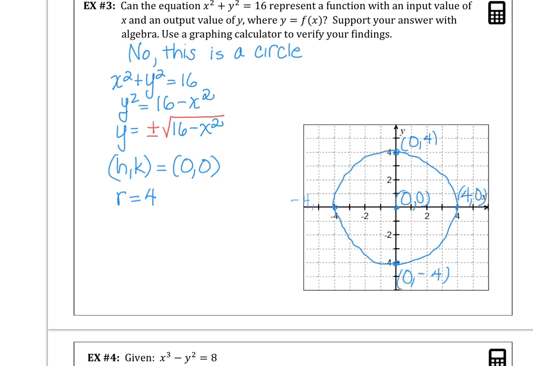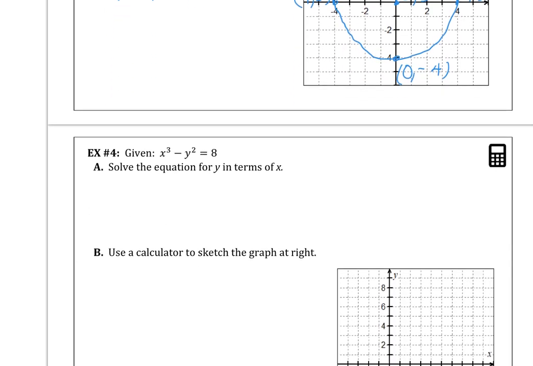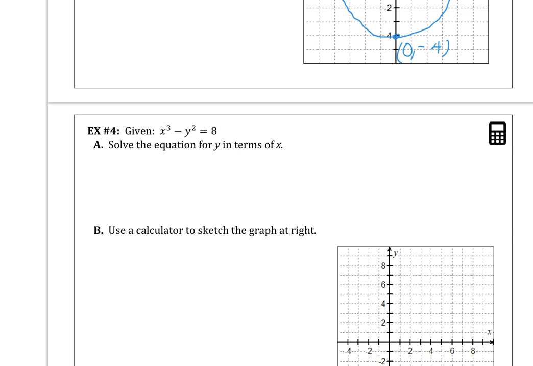Moving on to example 4, given x cubed minus y squared equals 8, we want to solve the equation for y in terms of x. Isolating y squared is equal to x cubed minus 8. So y is the positive or negative square root of x cubed minus 8.